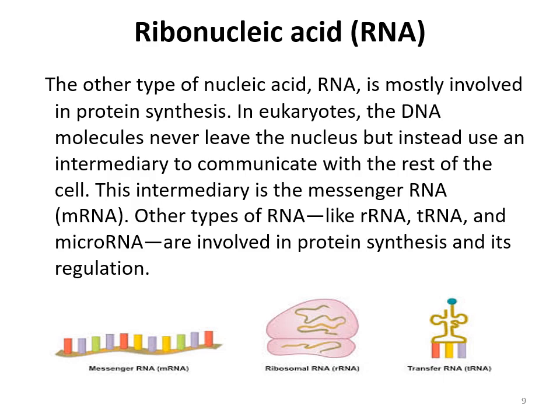But in eukaryotic cells, when DNA wants to communicate with the cell, it never leaves the nucleus, but it transfers its message to the messenger RNA, which communicates with the rest of the cell. This intermediary is the messenger RNA. Other types of RNAs are ribosomal RNA, transfer RNA, and microRNA.